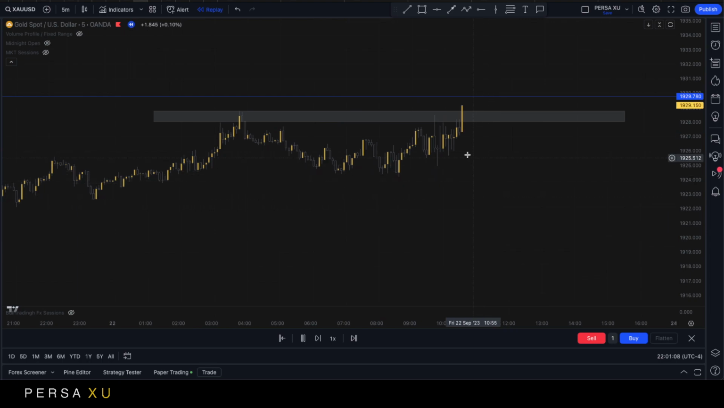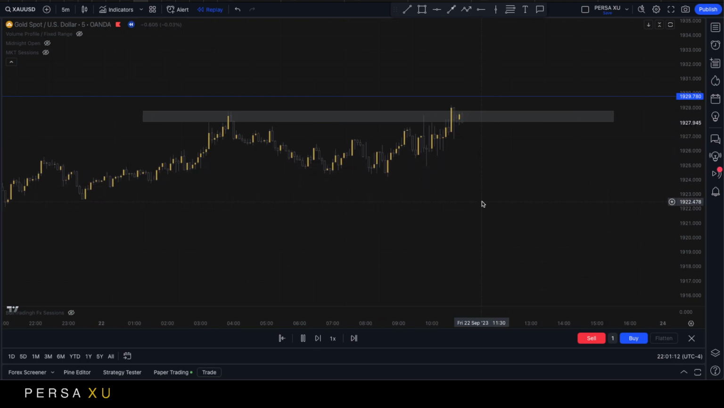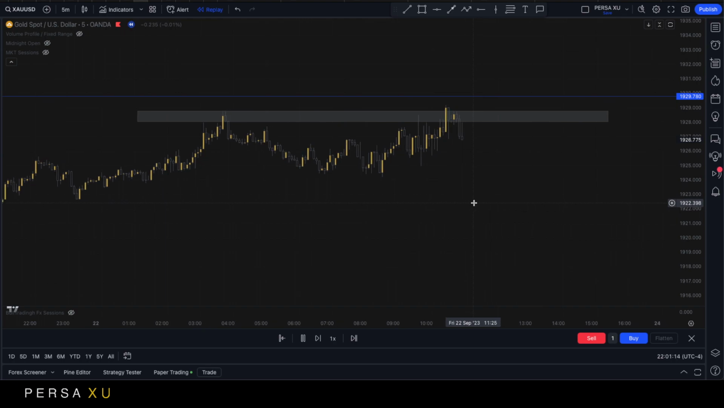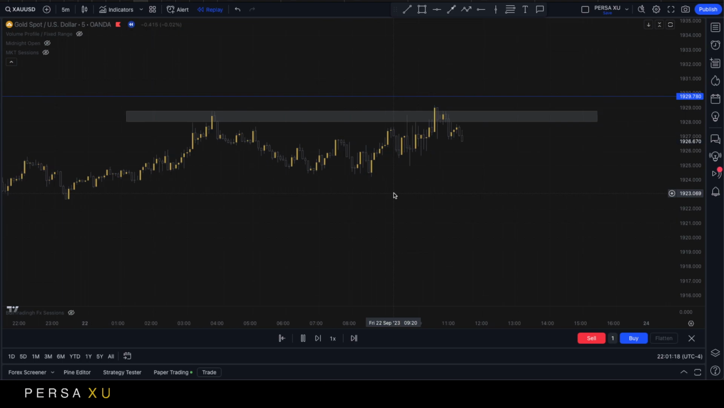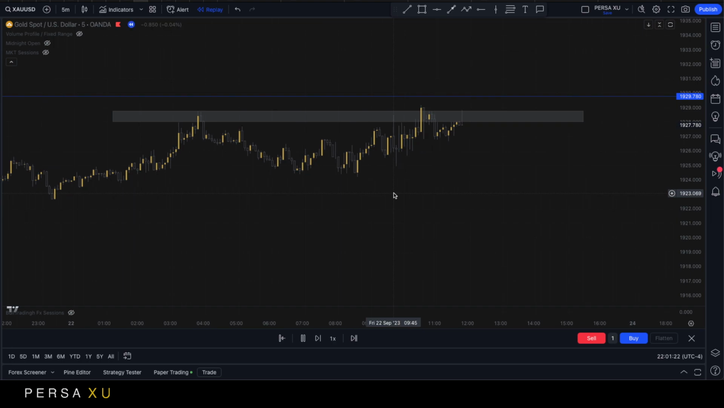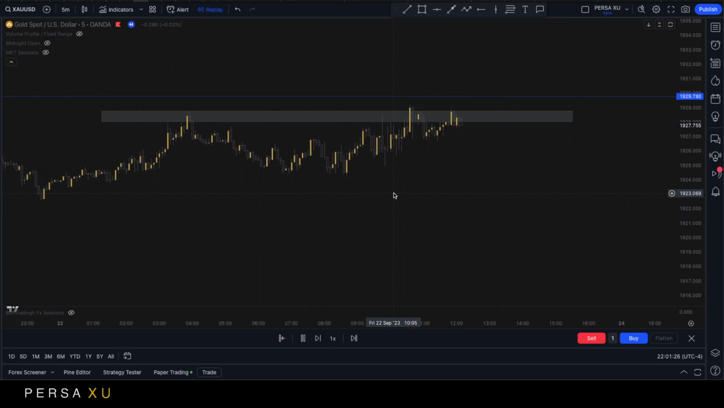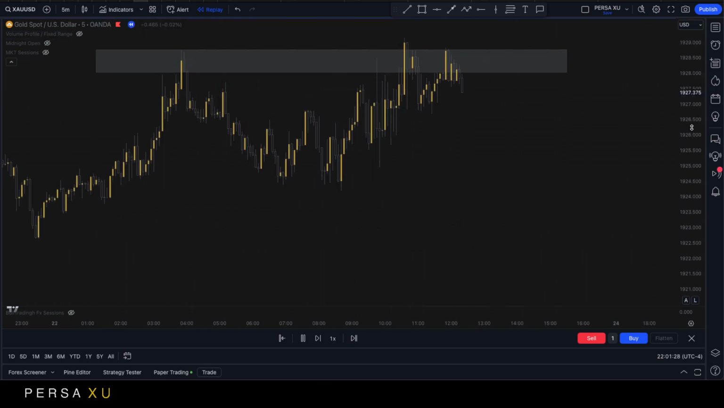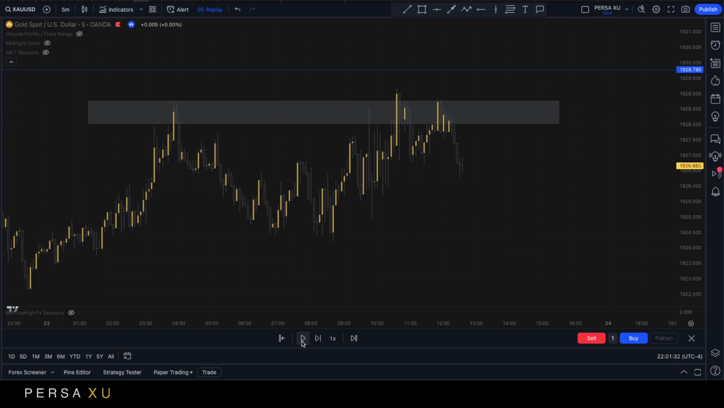So notice how we've been realizing how we're seeing, we're trying to find footprints. We're trying to find clues within the candlesticks on where price might want to go, and eventually where it has decided to go. So in this case, I'm going to stop it right there, and I'll show you something.